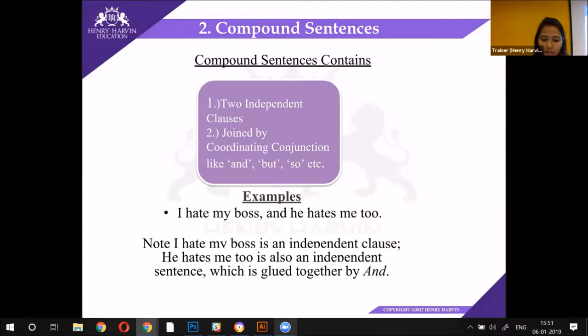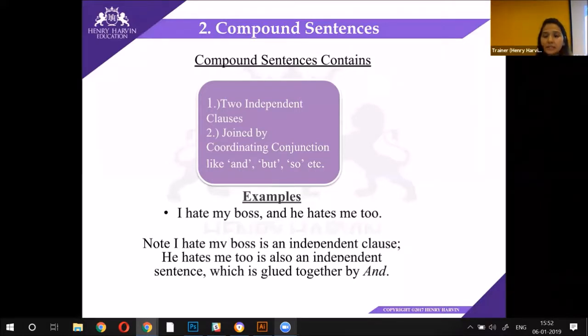Okay, so she completed her literature review. I'm giving you an example. She completed her literature review. It is an independent clause. She created her reference list. Is also an independent clause. So she completed her literature review and she created her reference list. So these are two independent sentences, and I'm joining them together with and. Okay, got it?